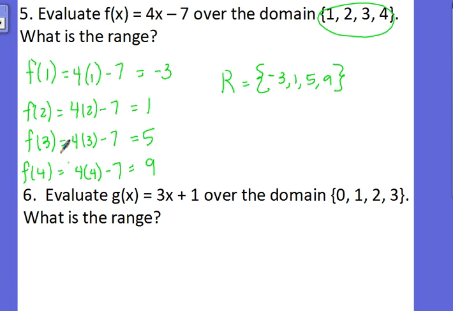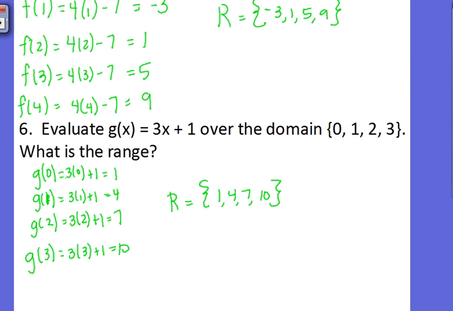I'm going to go ahead and pause it here and write out the answer, but if you'll do the same, you can check your answers with mine. My range that I got when I plugged in these values for my domain was 1, 4, 7, and 10.